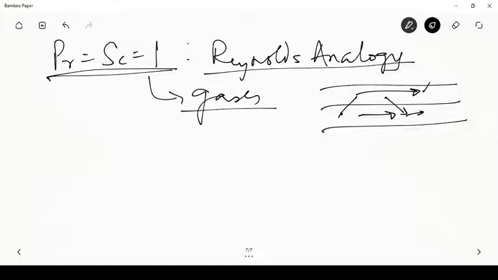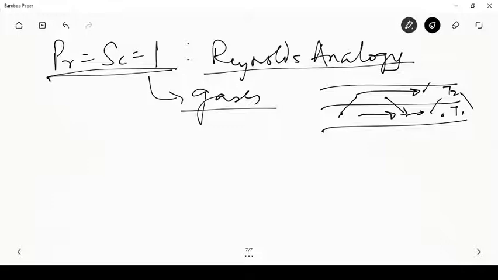In the same fashion, if this is at some temperature T1 and this is at some temperature T2, the molecules that move from here to here would take the effect of T1 into this layer, or the ones that move from here to here would take the effect of T2 from there to there, and therefore a mechanism of conduction is established. In the same way, the concentration. So in gases, it's the same random motion of molecules from one layer to the other that causes the mechanism of momentum transfer, heat transfer, as well as mass transfer.